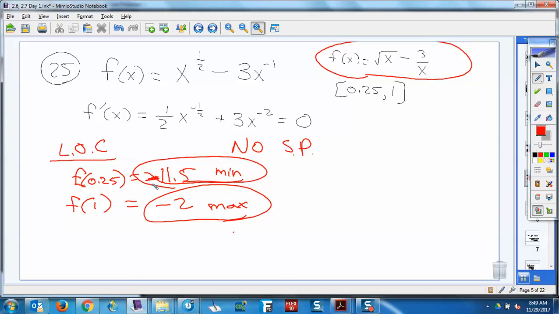It turns out that this graph is just always increasing. It has no stationary points. It has no place for root 0. So the left edge is your minimum and the right edge is your maximum. Makes sense. Okay.